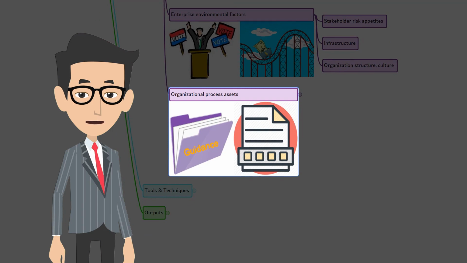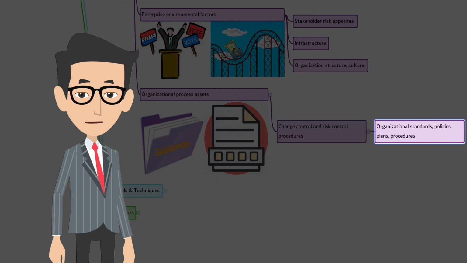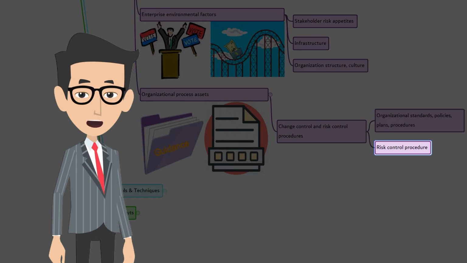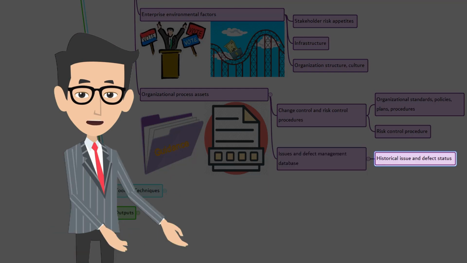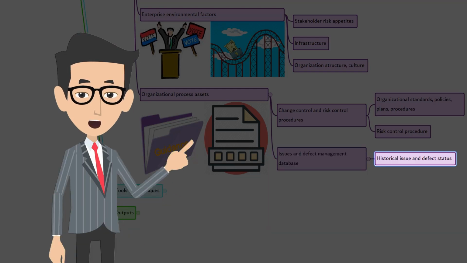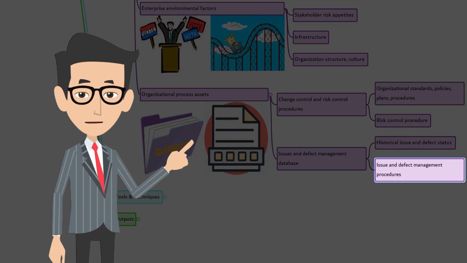The last input is organizational process assets. Here, we are talking about the change control procedure for organizational standards, policies, plans, procedures, or any project documents and how those changes will be approved and validated. Risk control procedures, issues and defect management database. The database may contain historical issue and defect status, issue and defect resolution, and the actions carried out along with the results, issue and defect management procedures.